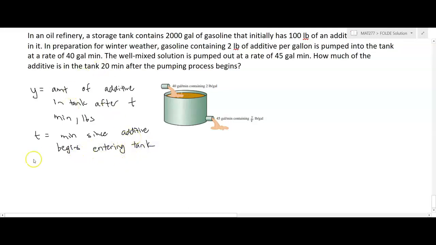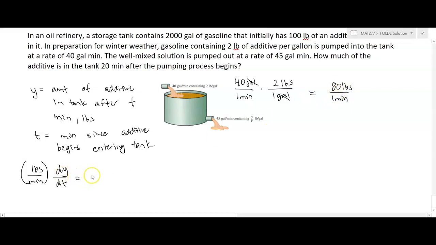Okay, and so that means dy/dt, as we like to establish, what are the meanings of our units? Well, this is going to be in pounds over minutes. So that's our units. Now what we have coming in is, we already said it's 40 gallons per 1 minute, but 2 pounds are added to every 1 gallon of this additive. So every minute we have 80 pounds of the additive coming in. So 80 pounds per 1 minute. And already that gives me the inflow term. That tells me that this is going to be 80 pounds per minute. That's already in the correct units.